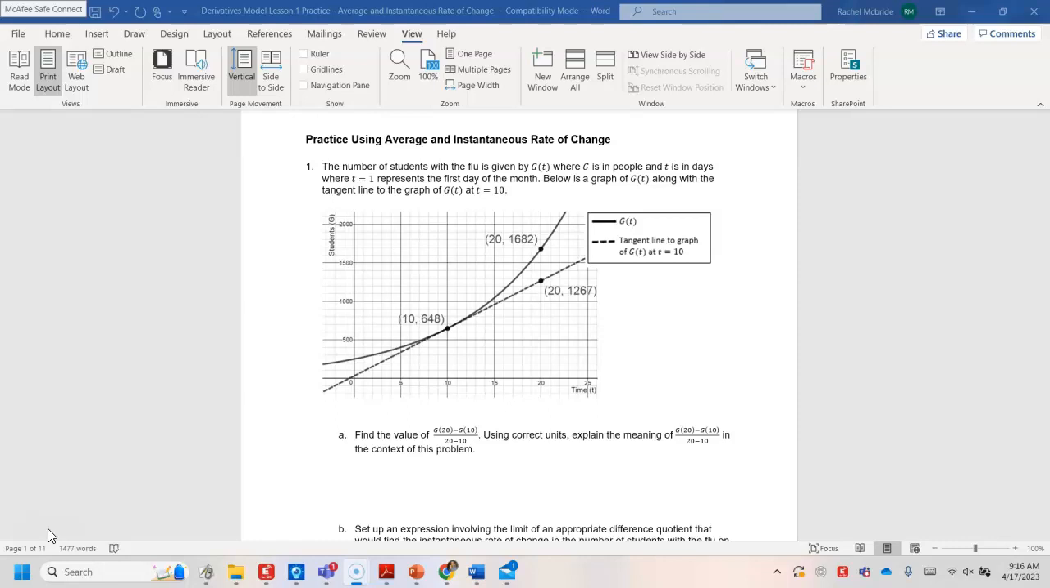So at day 0, we have about 250 people with the flu. On day 10, we have 648, and on day 20, we have 1,682. So it says find the value of g of 20 minus g of 10 over 20 minus 10 using correct units. So that would represent an average rate of change. So using that context and using that idea, what would part A represent, and explain that in its meaning?